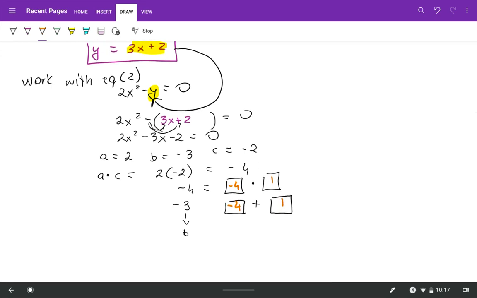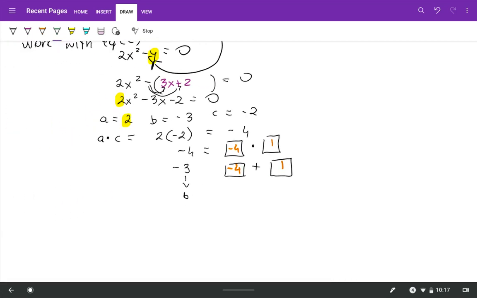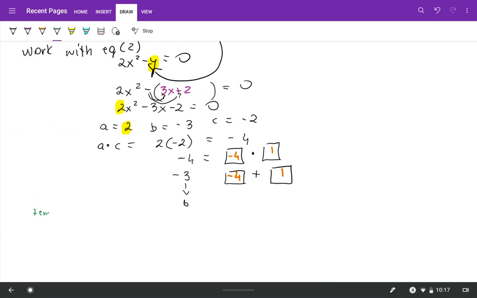So let's create the factors. Don't forget that this quadratic equation has a not equal to 1. So when the leading coefficient is different than 1, you want to start with building temporary factors. You put in 2x in each parenthesis. The first number which we found is negative 4, and the second which we found is positive 1, equals 0. Now this is a temporary factor.